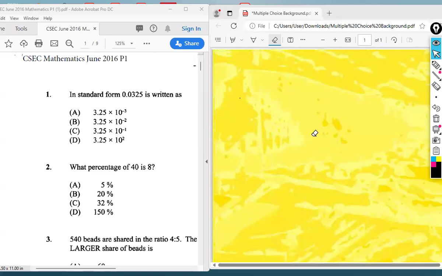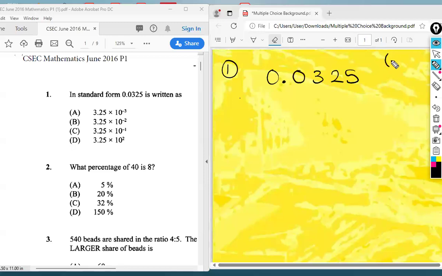Questions. Now, the first one is standard form. So I'm going to write it back a little bit big here for number one. It's 0.0325. Now, in standard form, the number does always have to be in between 1 to 10, right?